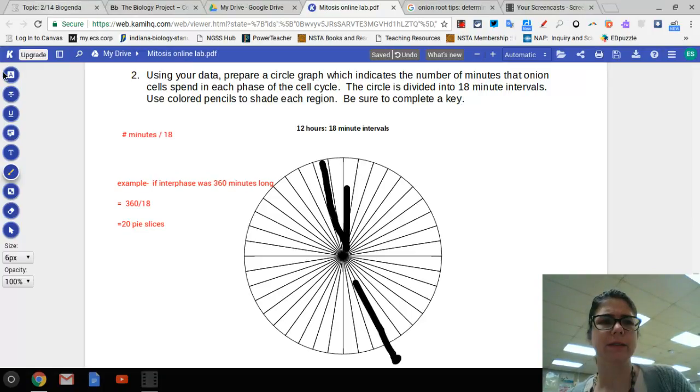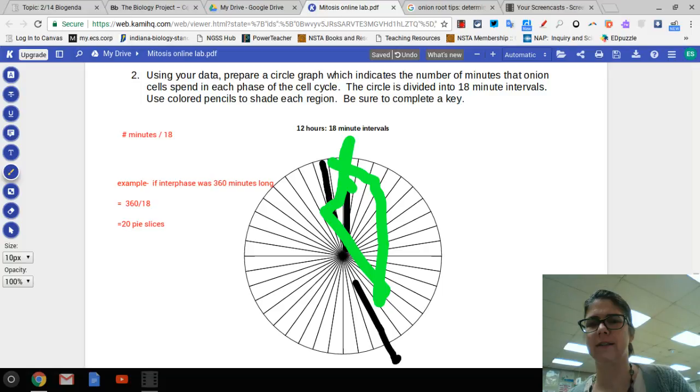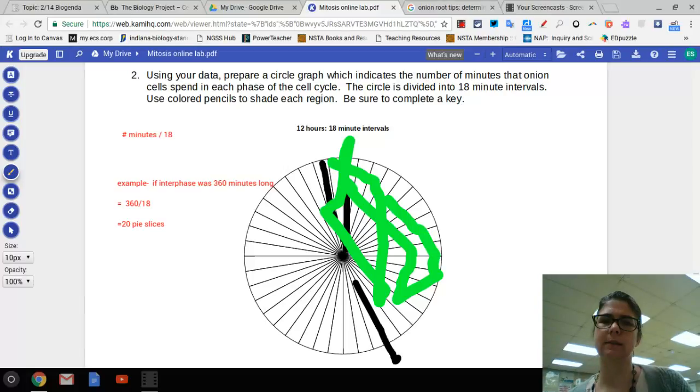Let me see if I can just highlight. Nope, it won't let me. So I would color all of this the same color. This is fun to try to color with a touchscreen, but with colored pencils or crayons, you would color all these pie slices the exact same color.